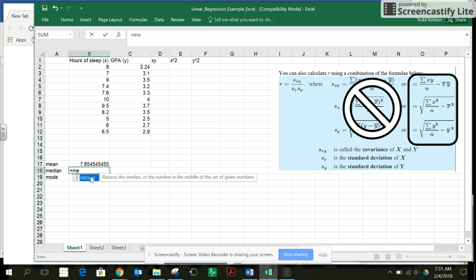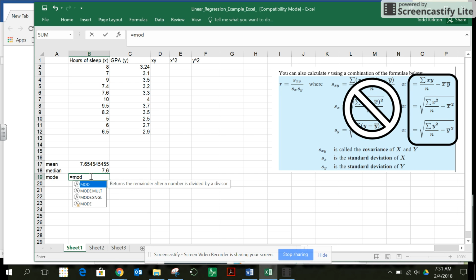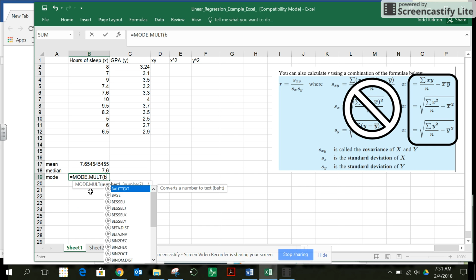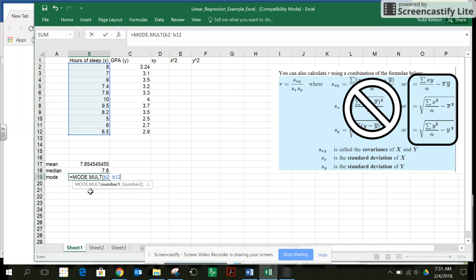Median, same thing. B2 to B12. And the mode. The mode doesn't always work. I don't know if there's a mode in this data. Not applicable. None of the values repeat. You might have to do the mode by hand just to make sure.